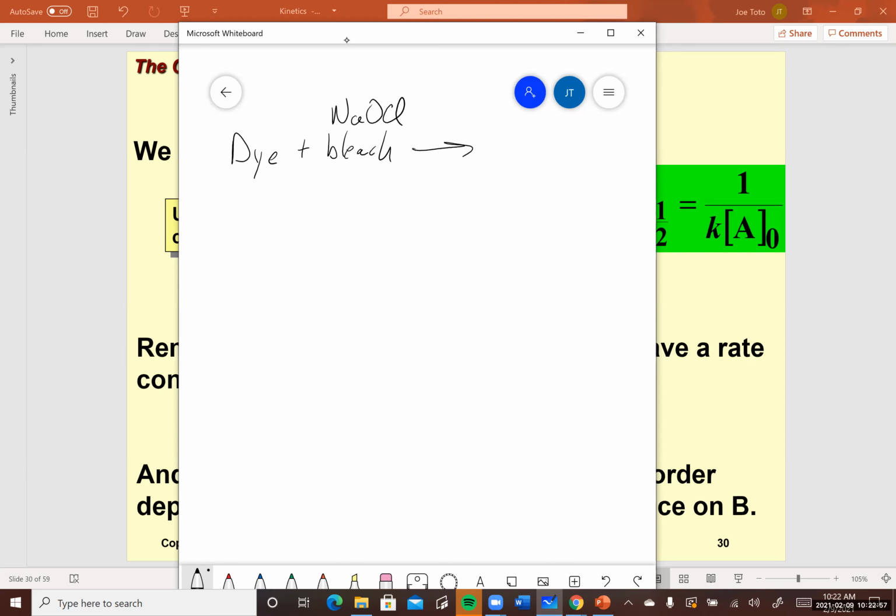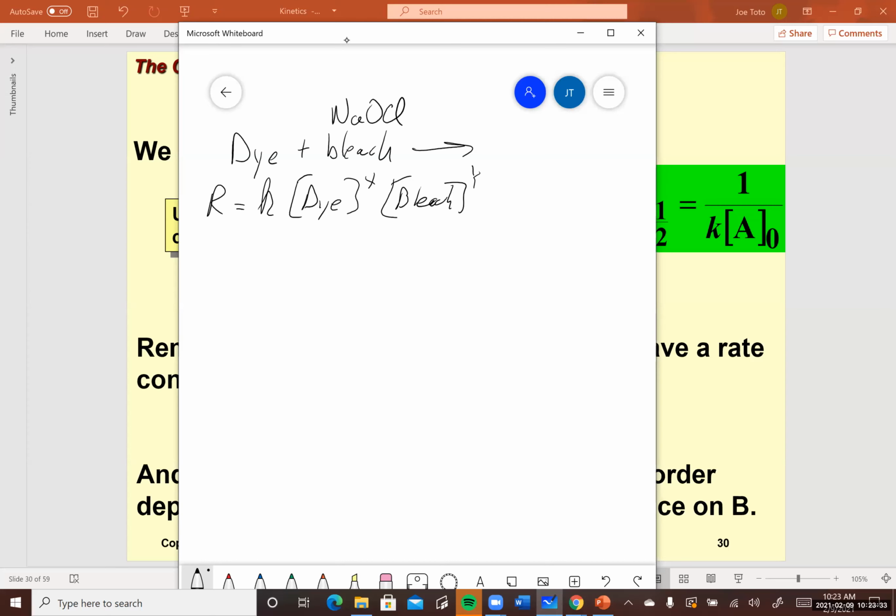So as soon as I write down this reaction, I know the form of the rate law. It's going to be rate equals the rate constant times dye to some power times bleach to some power. So when you have two reactants, how do you use the graphical method to deduce one of those power dependencies? And that's what you're going to be asked to do for this first lab.